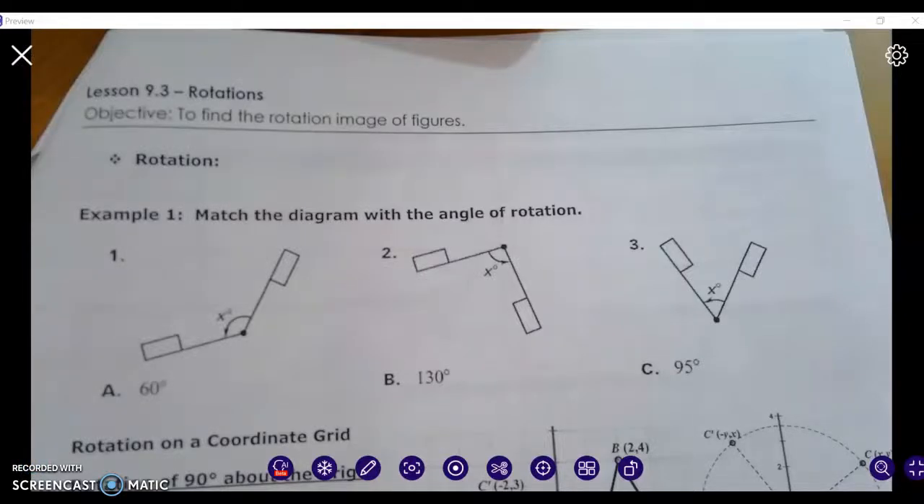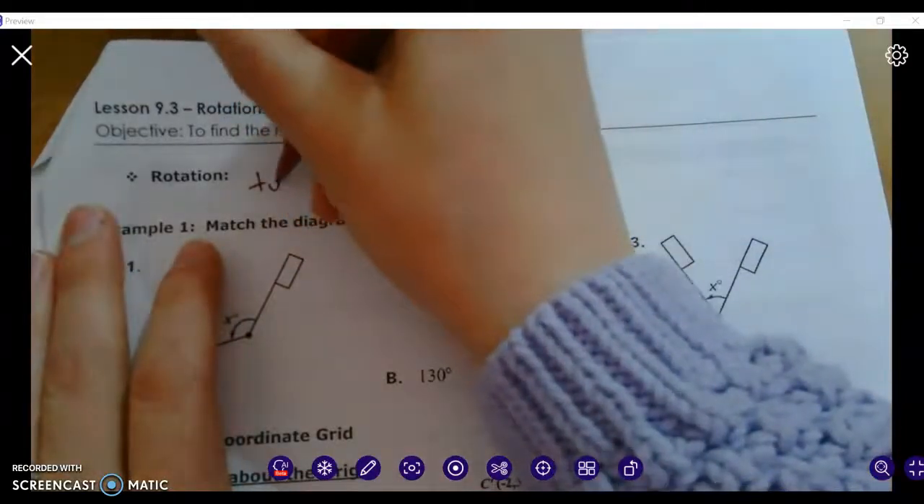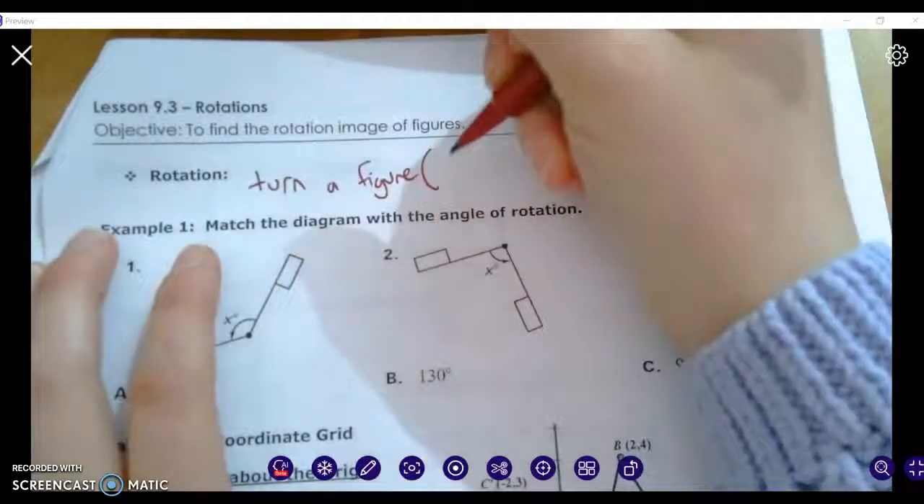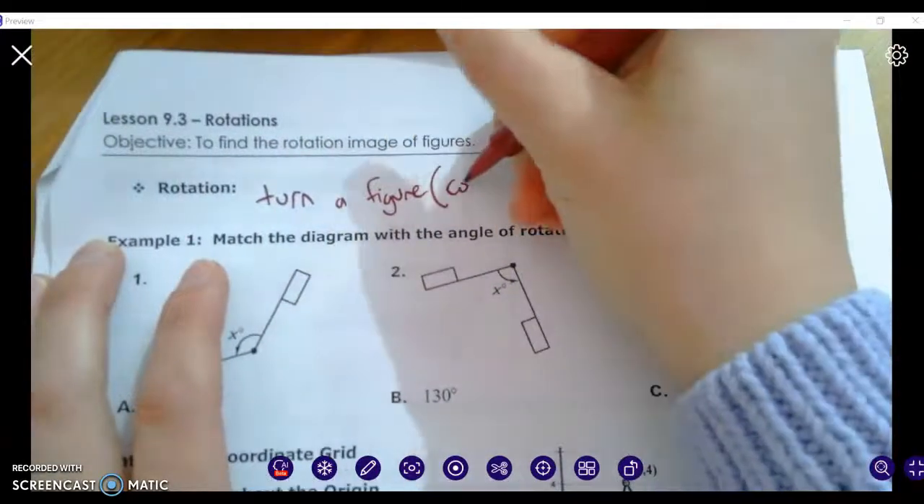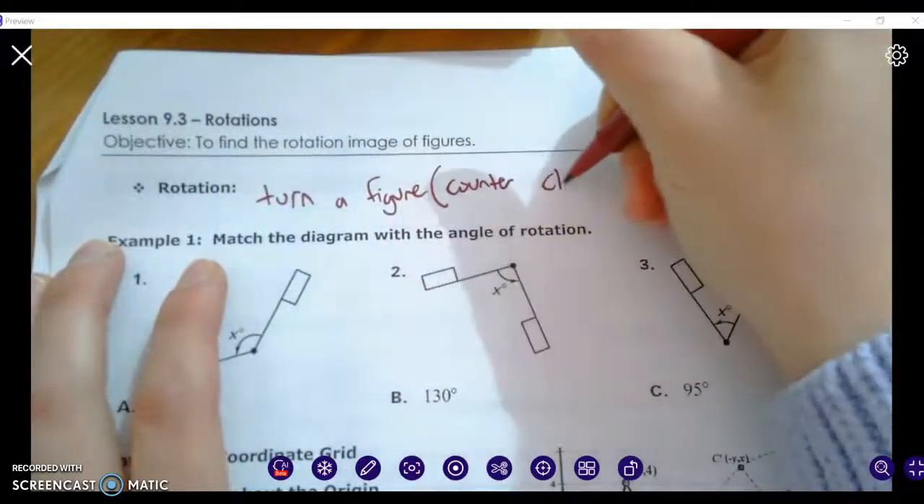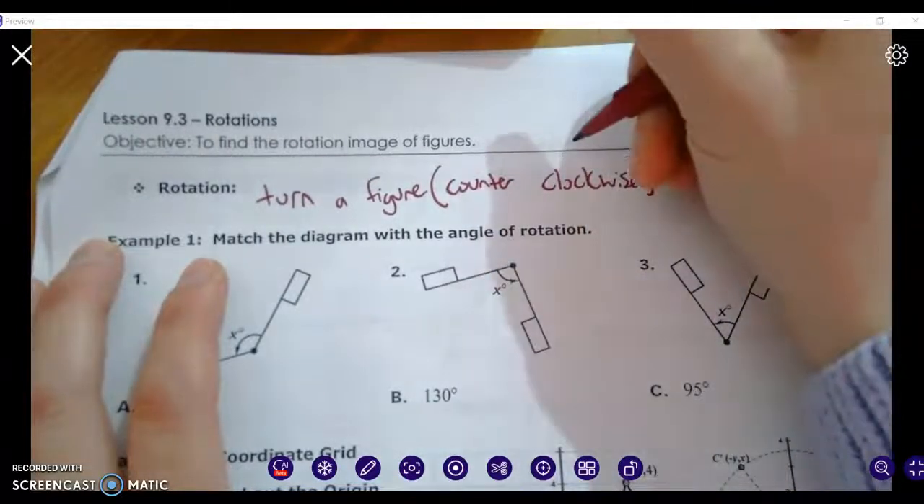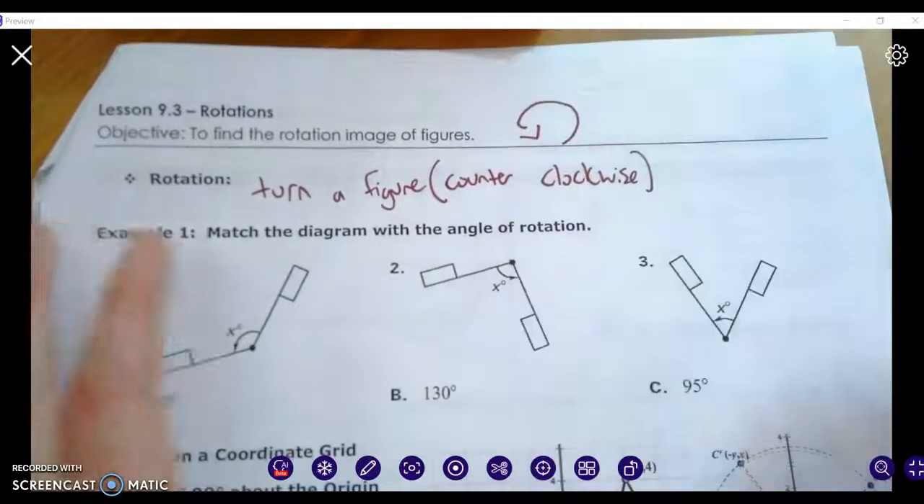Okay, this is lesson 9.3 over rotations, how to find the rotation image of figures. To perform a rotation means to turn a figure, and that figure is going to be turned counterclockwise, so the opposite of how a clock moves. It'll look like this.